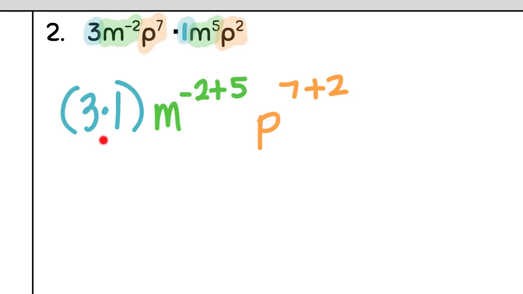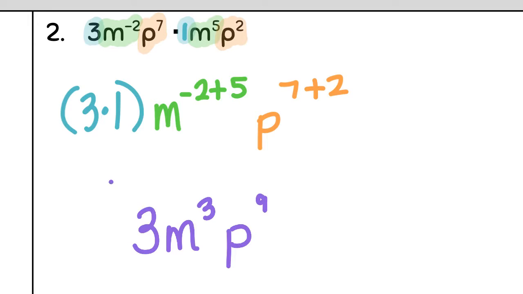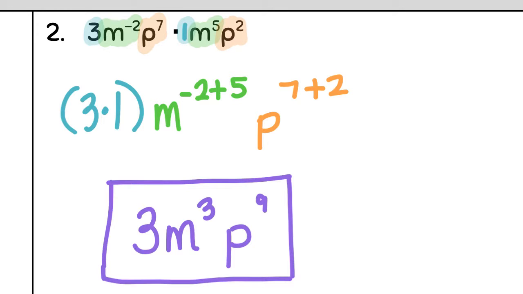So starting with those coefficients, 3 times 1 is still 3. Then with m, negative 2 plus 5 gives me 3, so m to the third power. And then for p, 7 plus 2 is 9. So my final answer here is 3m to the third p to the ninth.